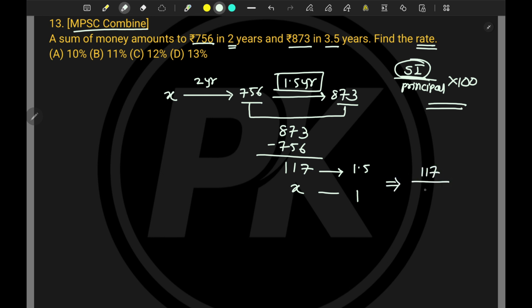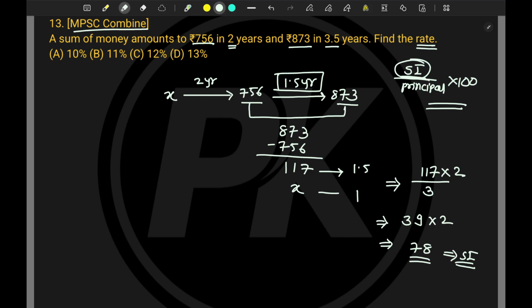Then what will be the amount? 117 divided by 1.5. Can I write 1.5 as 3 by 2? These two will come in multiplication. So just do the calculation. 3 3s are 9, 3 9s are 27, into 2. So that will be equal to 78. So 78 is the simple interest. And what is the principal amount? That we don't know.